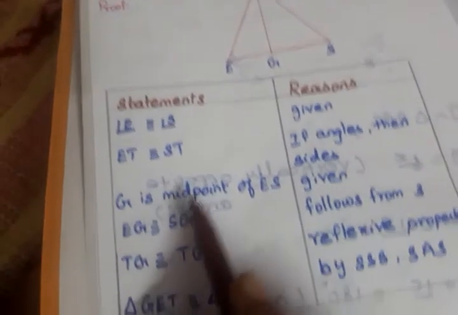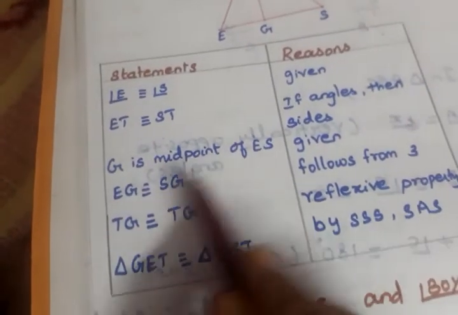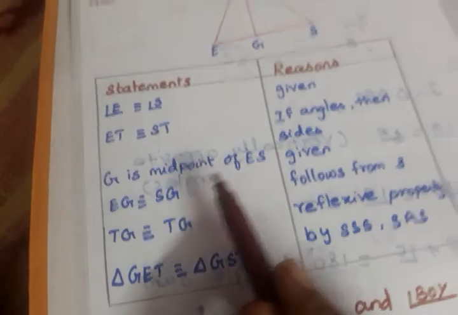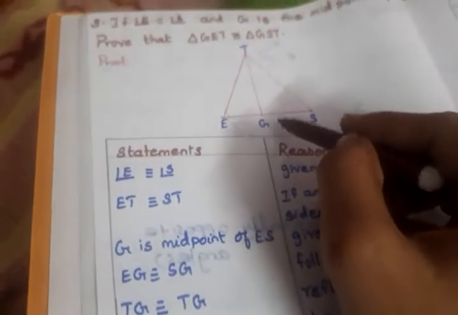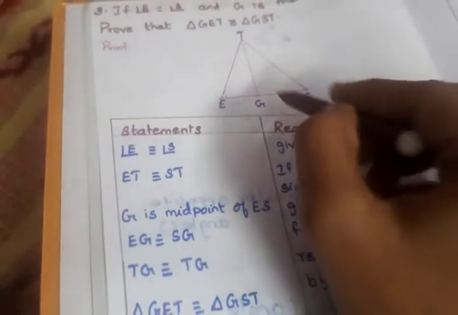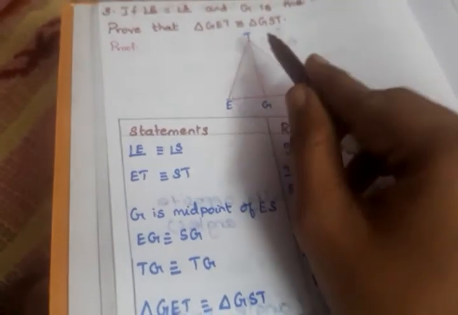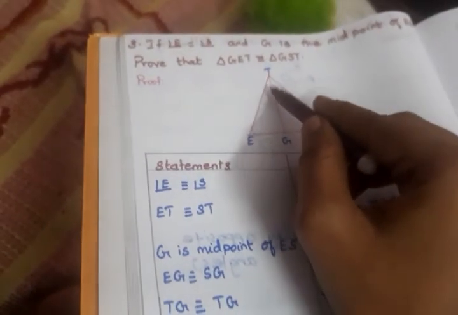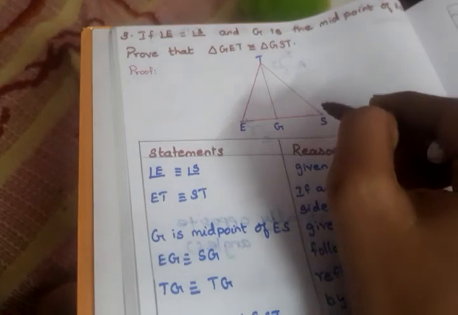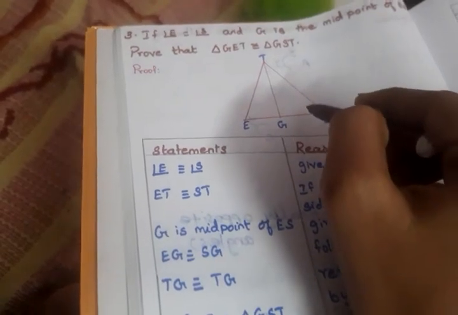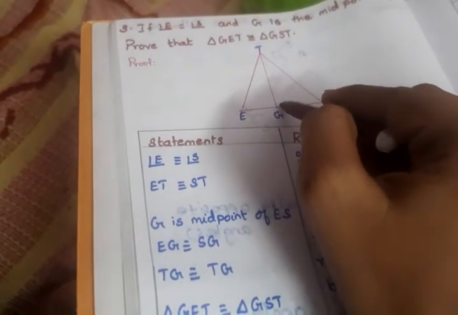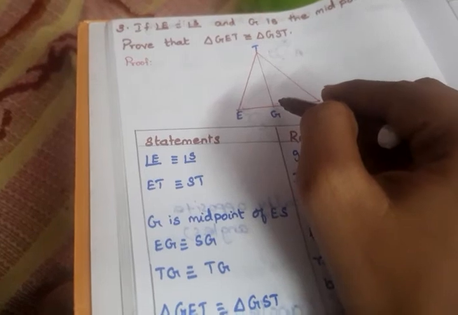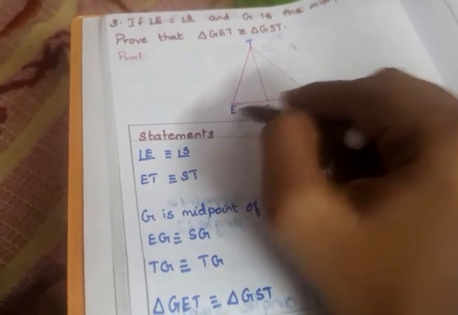Then next, G is a midpoint of ES. Already you know that G is a midpoint. Yes, G is a midpoint of ES. So that is a perpendicular. That is a perpendicular, so this and this. G is the midpoint of ES.